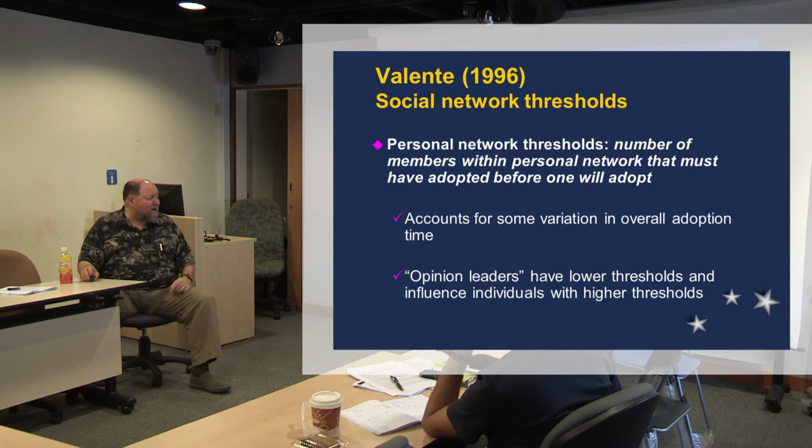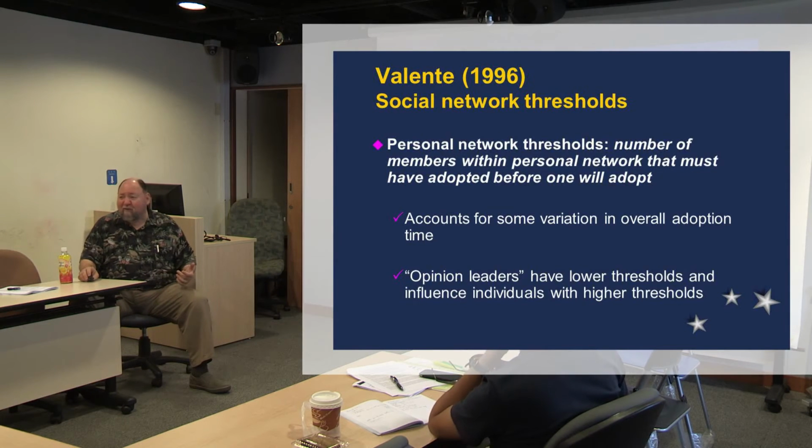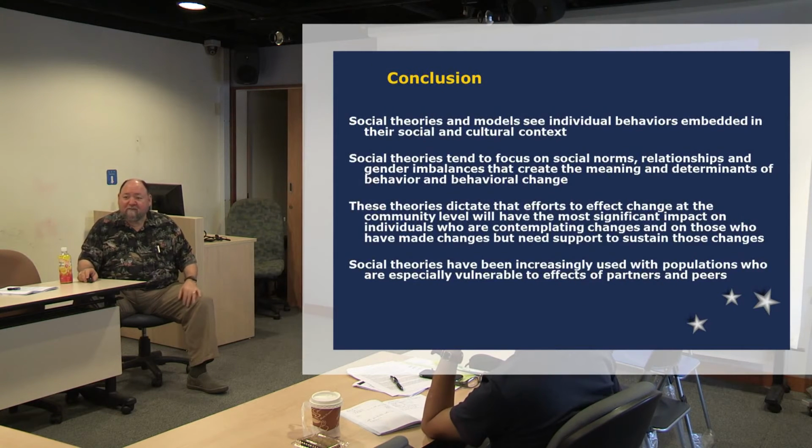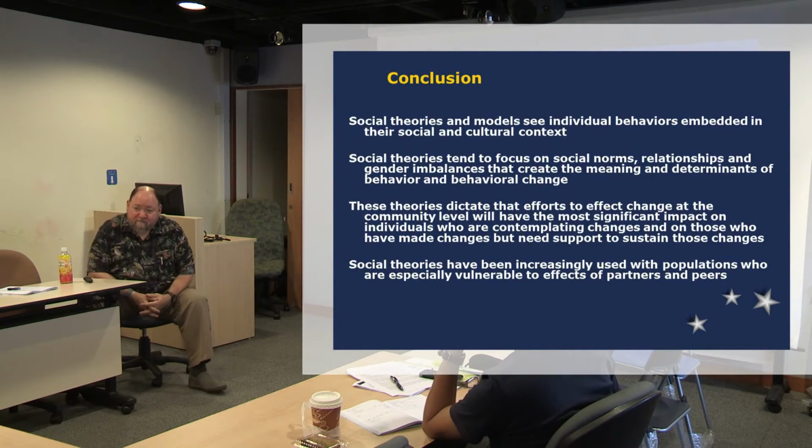You account for some variation in overall adoption time, and opinion leaders have lower thresholds and influence individuals with higher thresholds. So once again, you identify those key people who believe in what you're doing, who are credible and influential, and have them carry your message. It's kind of like the two-step flow notion of that, you can't do it yourself, but you engage others to intervene for you. So methodologically, what is the way in which we collect data for the social network theory?